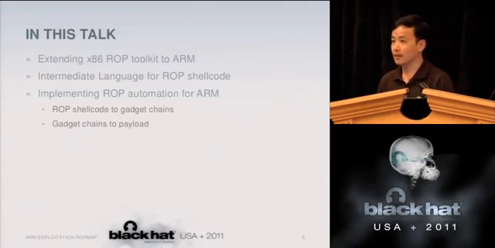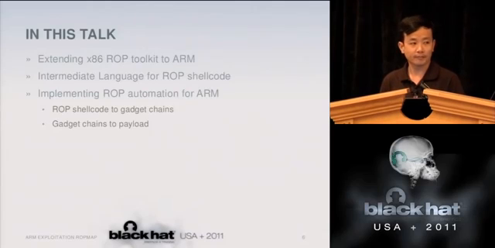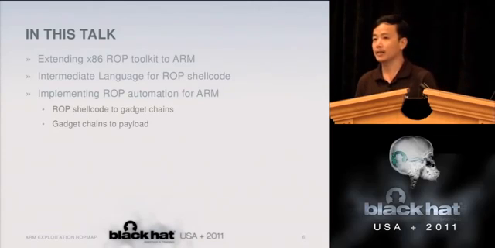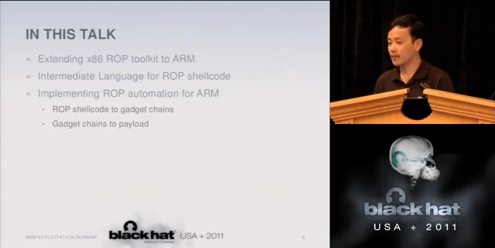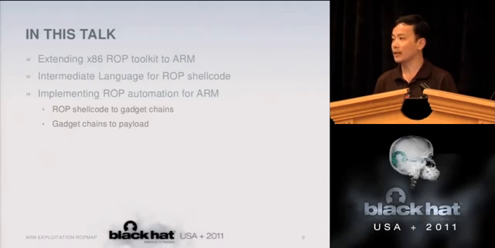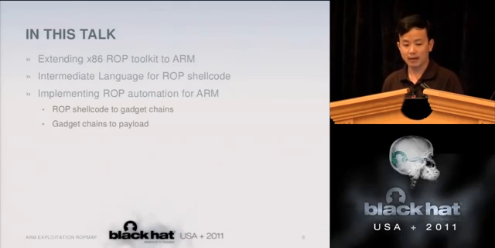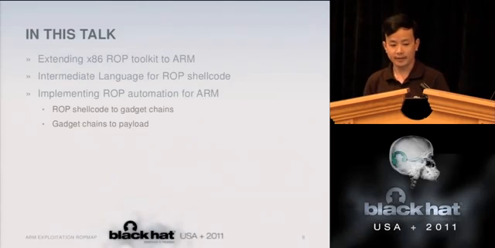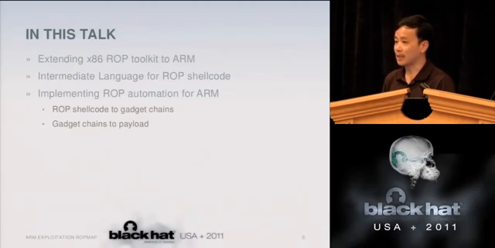So in this talk, we will present just three things. First one is how to extend an available x86 ROP toolkit to support ARM architecture. Second one is an intermediate language for ROP shellcode writing. So you now have an easy way to write ROP shellcode and convert it to the payload automatically. And the third one, we will show an implementation. We can call it a ROP assembler, to assemble the ROP shellcode to the payload. And that is one of our implementations. From what we present here, you can build your own toolkit.